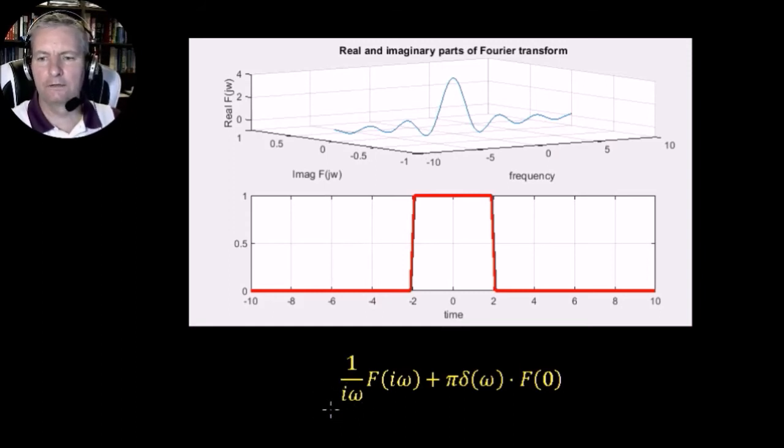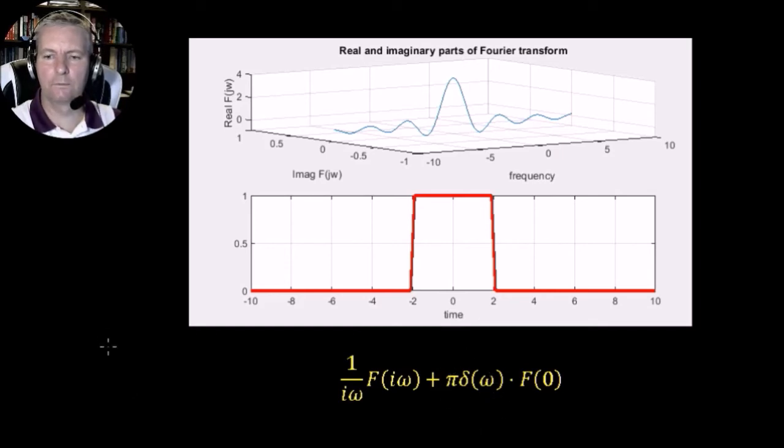So this division by i is the same as multiplication by minus i. So that would be equivalent to rotating the entire function onto the imaginary axis. We just multiply by i, which moves it 90 degrees, so we rotate it onto the imaginary axis. And then we also divide by the value of omega. So that's one thing that we're going to see. Now the other thing we're going to see is an impulse function.